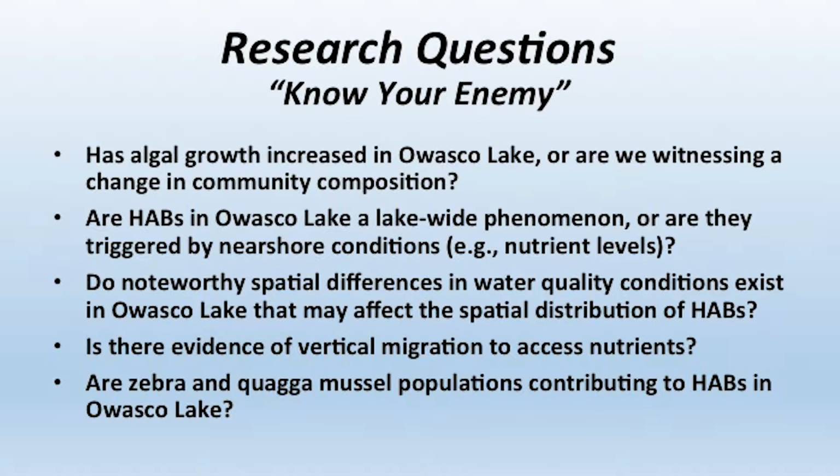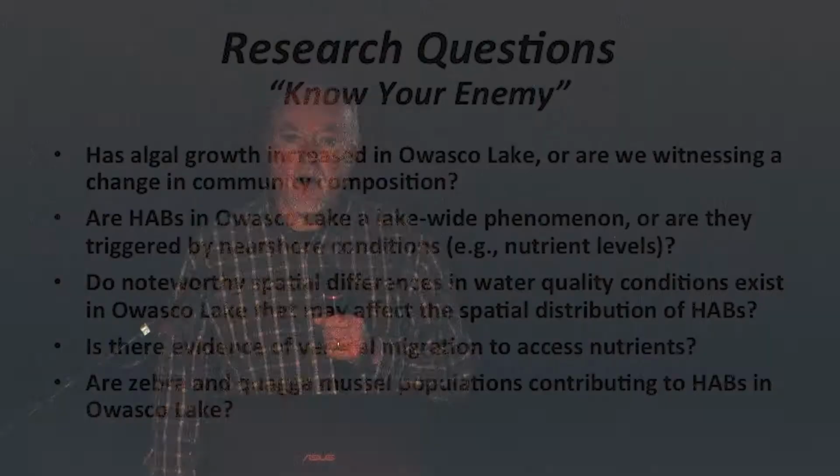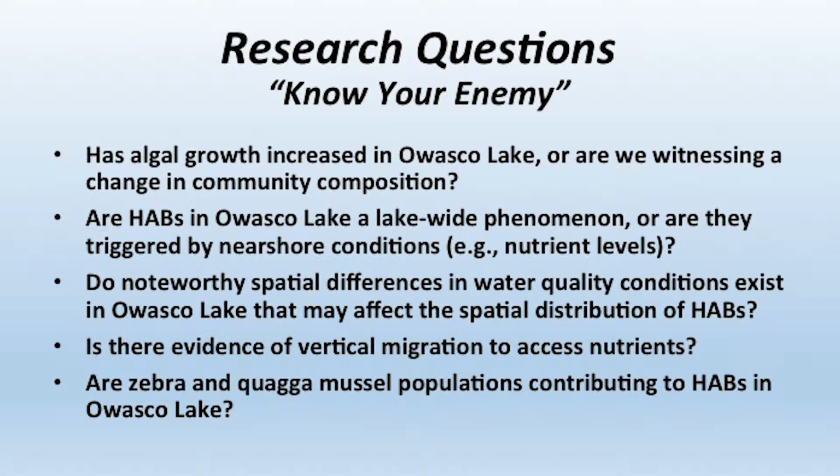These are big questions, and we should try to do our best to answer them before we move into real aggressive management. Also, are HABs in Owasco Lake a lake-wide phenomenon? Do they grow everywhere, or do they just grow in these nearshore areas where we see them wash up on the bank? For example, are nutrients from streams creating localized high phosphorus concentrations, and we're seeing blooms form there in situ? Also curious whether there are large spatial differences in water quality as you go down the main axis of the lake that may somehow trigger HABs, say, for example, in the north end rather than in the south end of the lake.